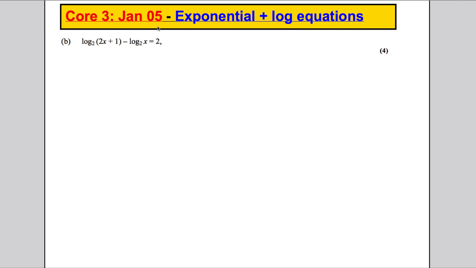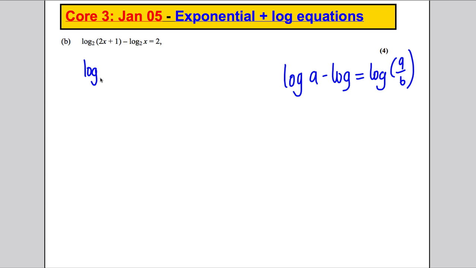Part B, it says solve this here. Now, you can use the log rule. Remember, log of A subtract log of B, if they're to the same base, is log A over B. So you can therefore write that this is the same as log. Our base here is 2. And you can say that's 2x plus 1 over x is equal to 2.